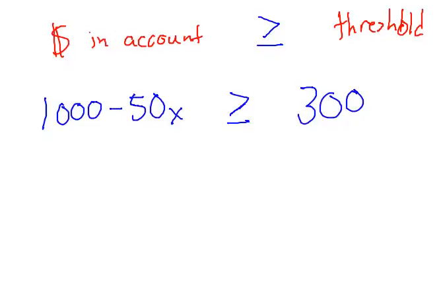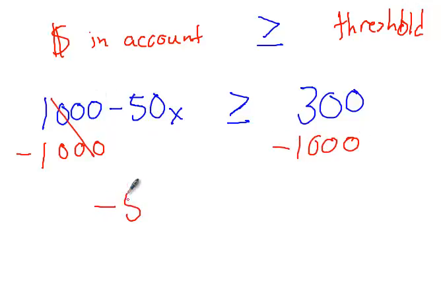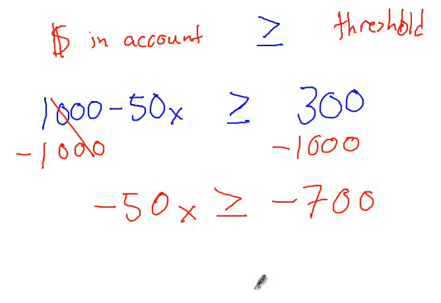We want to get the x all by itself. So we have negative 50x over here. We want to bring this 1,000 to the right side by subtracting 1,000. So you get negative 50x is greater than or equal to negative 700. Now divide both sides by negative 50.